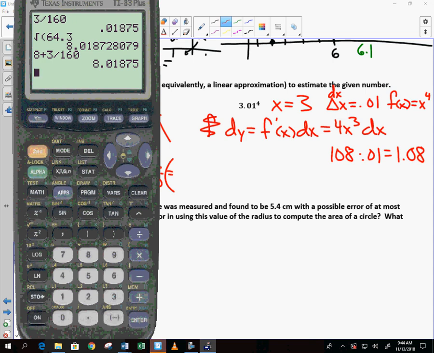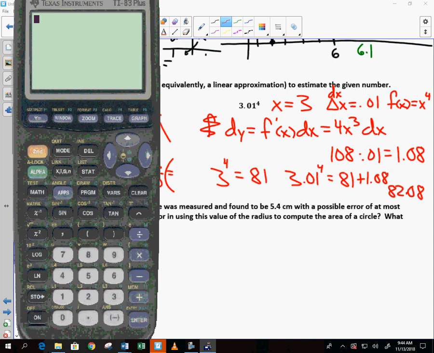My guess is if I take 3.01 to the fourth power, I don't get 1.08. What is 3 to the fourth power? 81. So then 3.01 to the fourth power, we would say would be 81 plus 1.08, or approximately 82.08. Let's see what we get.